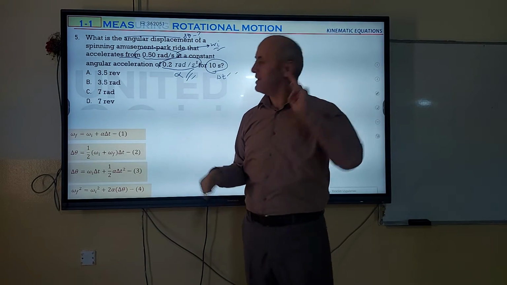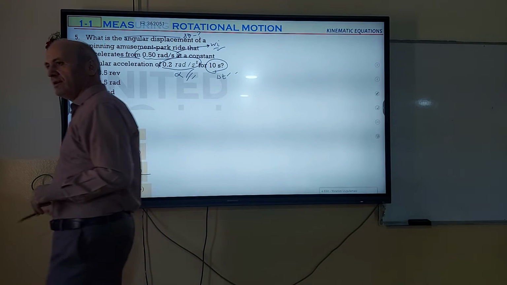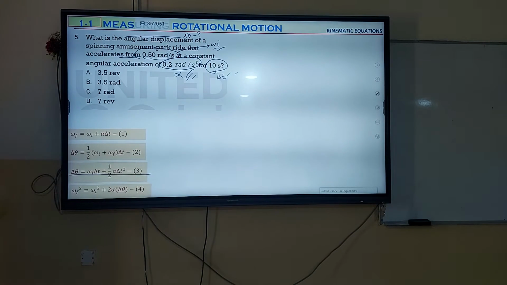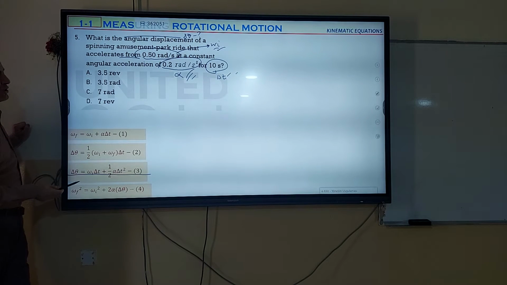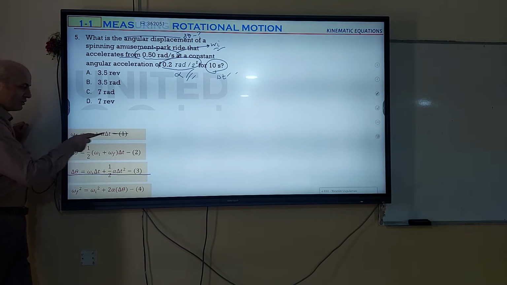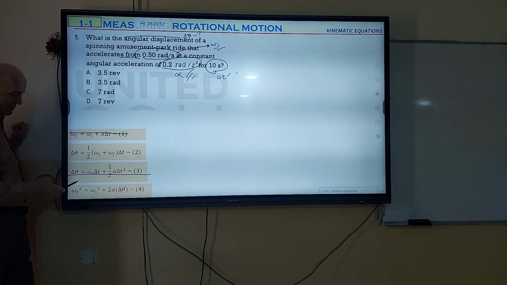As soon as I see that, I remember which equation? The third one, because the third one fits. So delta theta should exist. So this one is impossible.